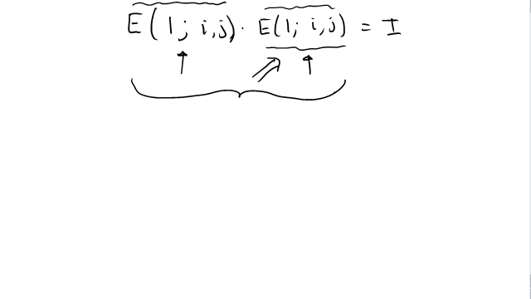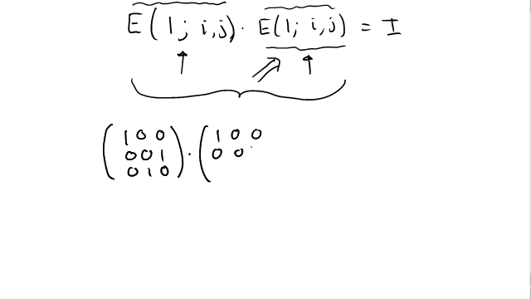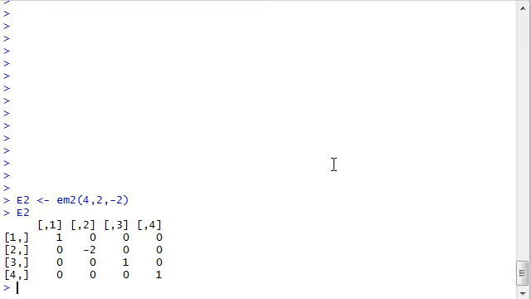It's actually not a bad practice to try to do this for a simple case. Let's say I swap rows 2 and 3 of I3. So I have this. Try to do this matrix multiplication and convince yourself that you do get the I3.